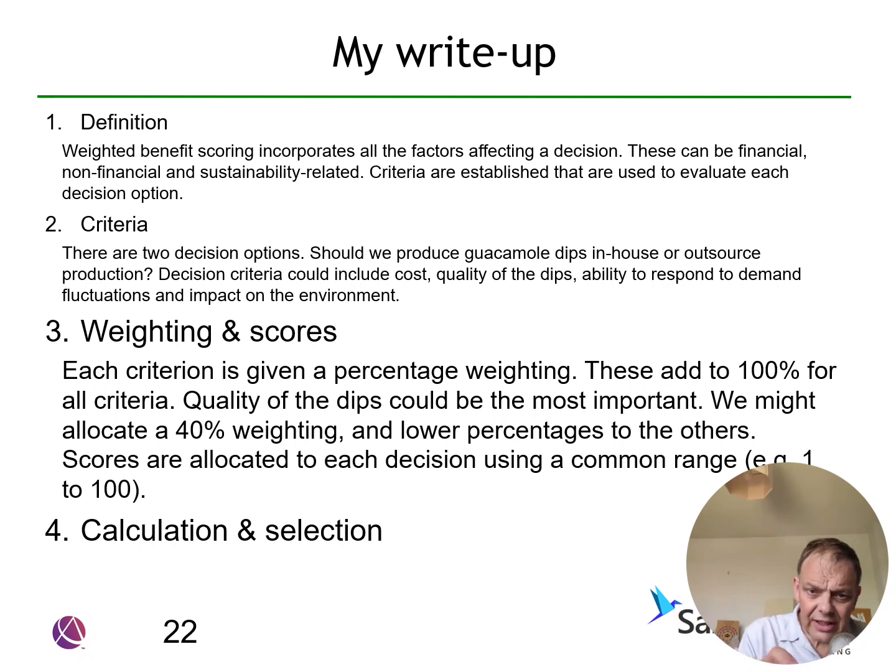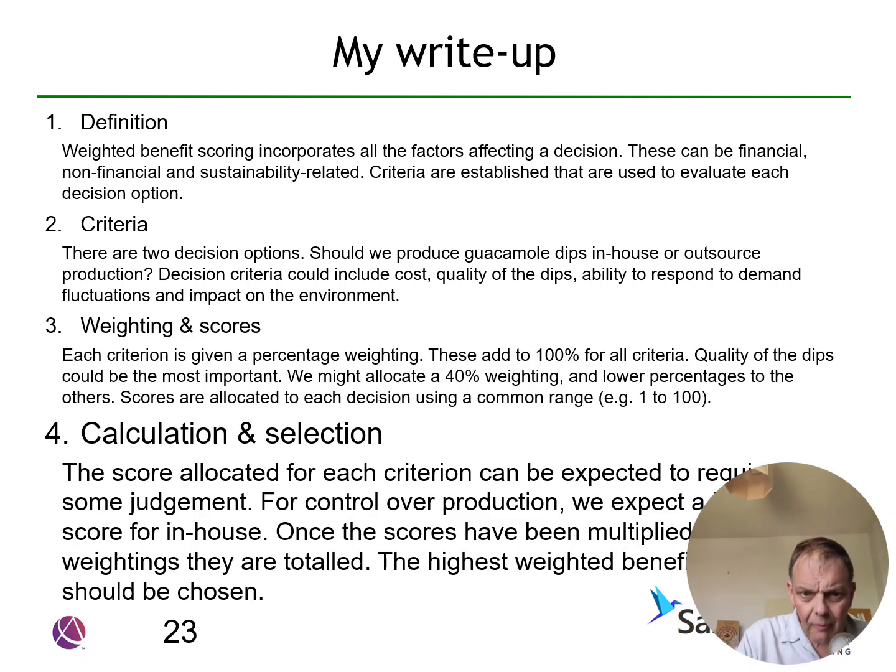Scores allocated to each decision using a common range. For example, a score could be between 1 and 100. The calculation: each criterion is to score. The score allocated to each criterion can be expected to require some judgment. For control over production, we might expect a high score for in-house compared with outsourcing.